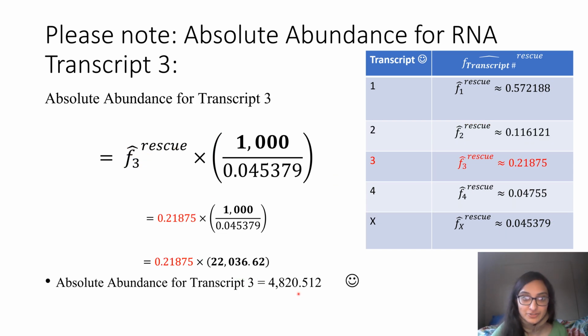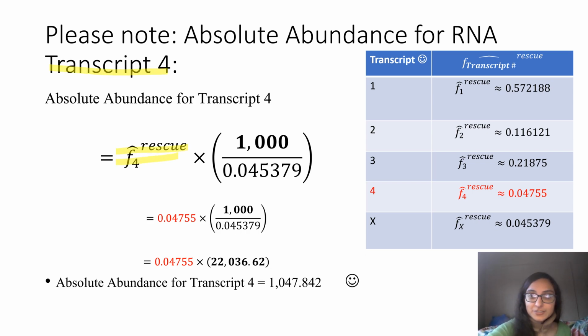And then the same thing for transcript 3 again. Just take this value here, multiply it by our scaling factor, and we will get the absolute abundance for transcript 3, which will be 4,820.512. And last but not least, the same idea for transcript 4. We focus on transcript 4, take the relative abundance for transcript 4, multiply it by our scaling factor, and we get that the absolute abundance for RNA transcript 4 is 1,047.842.